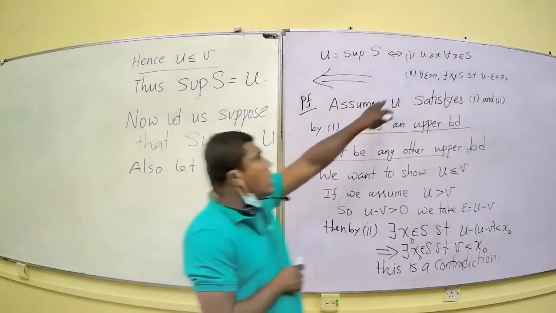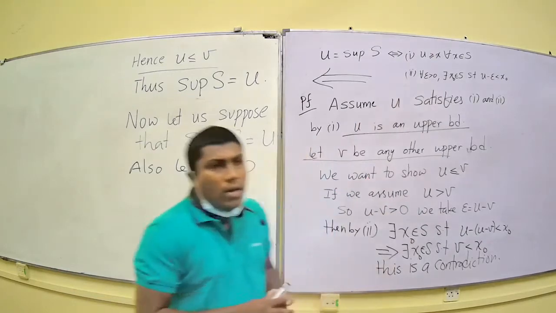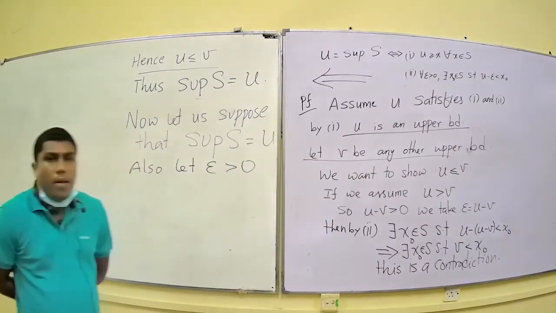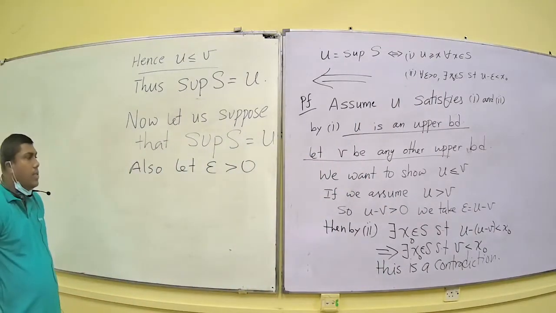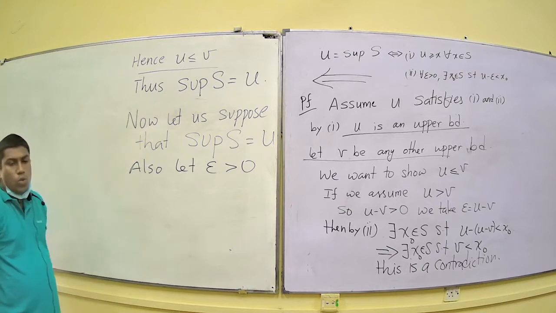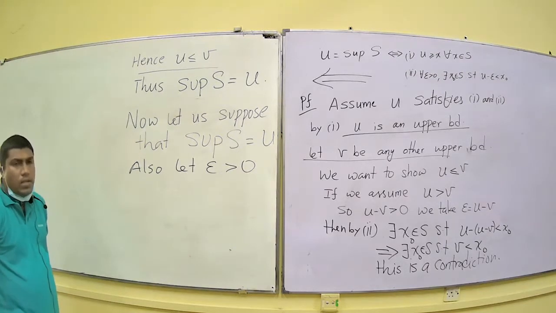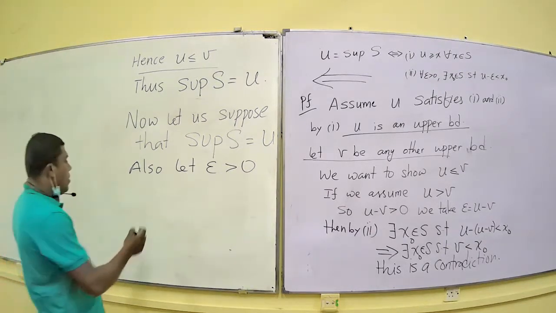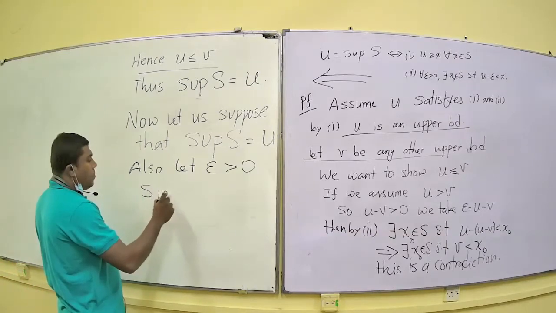Because the second statement is true for all epsilon, we have to start with an arbitrary epsilon. So let us take some epsilon positive as well. Now we have to show that 1 and 2 are true, so let's do it one by one. First part is simple.